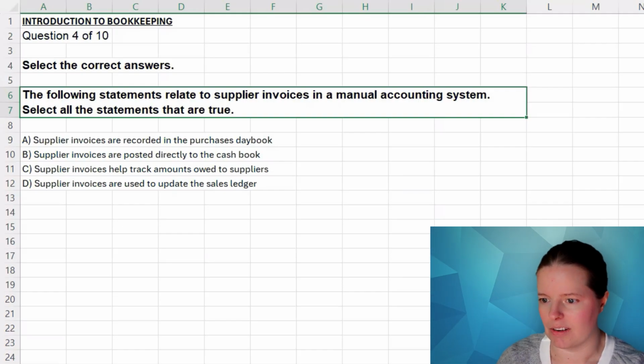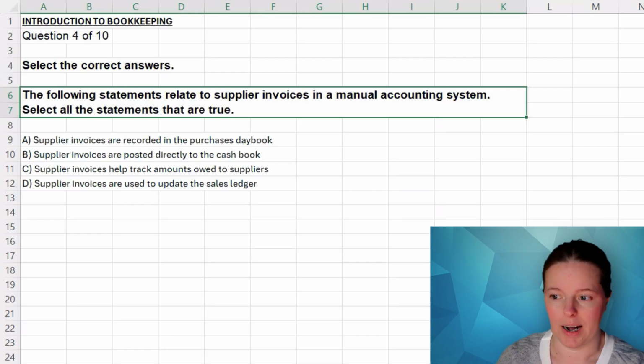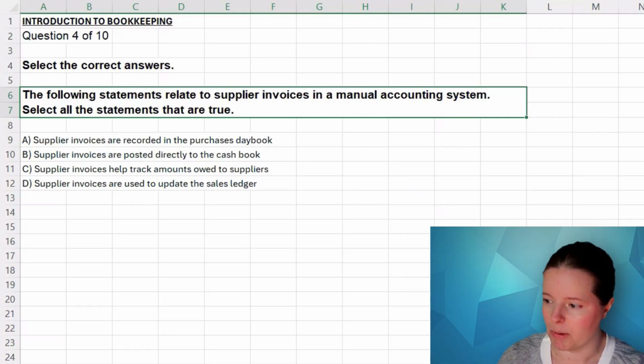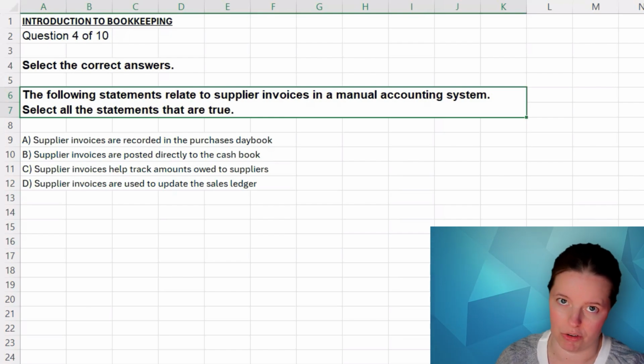Supplier invoices are posted directly to the cash book. That's not necessarily true because, as we know, we could buy goods on credit and we can also pay for them directly. We can pay for them in cash, we can pay for them through the bank. So supplier invoices are not always posted directly to the cash book because the cash book records actual payments, not invoices.